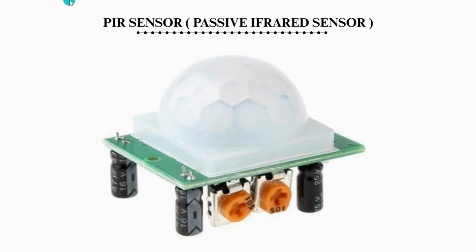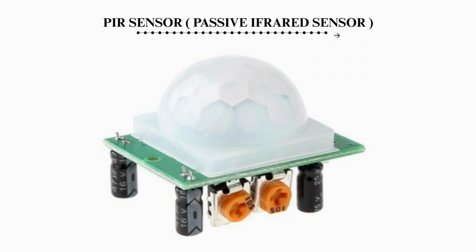Hi. So today we are going to learn what is a PIR sensor. So what is a PIR sensor exactly? PIR sensor means it is a passive infrared sensor. So what does it do exactly?